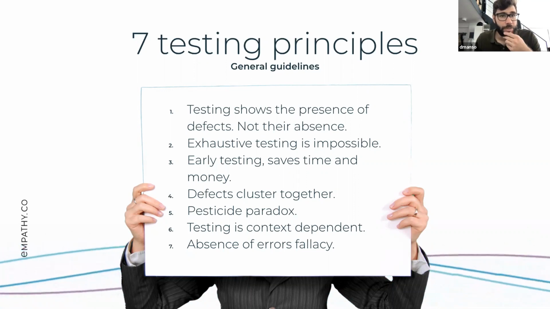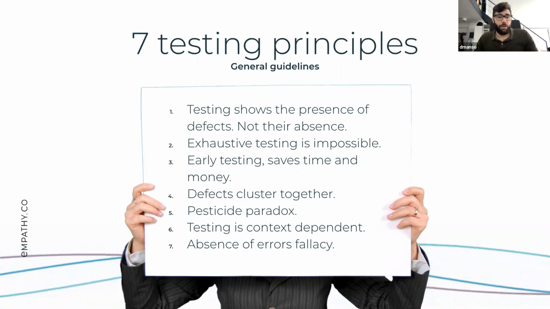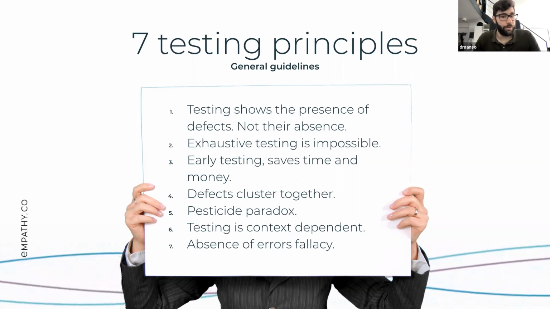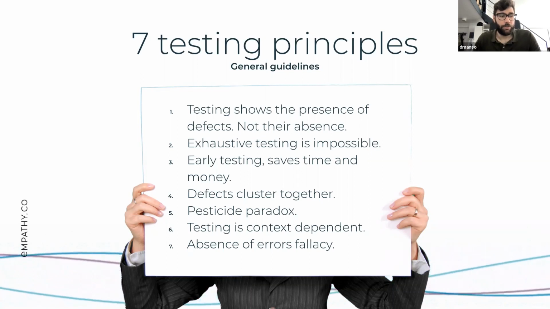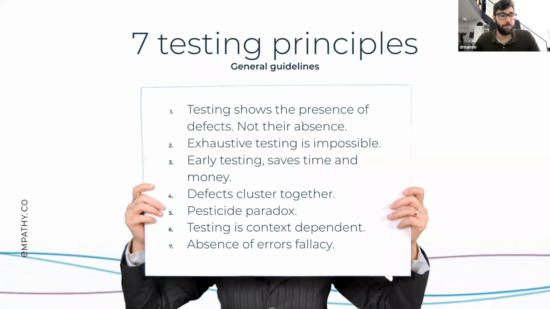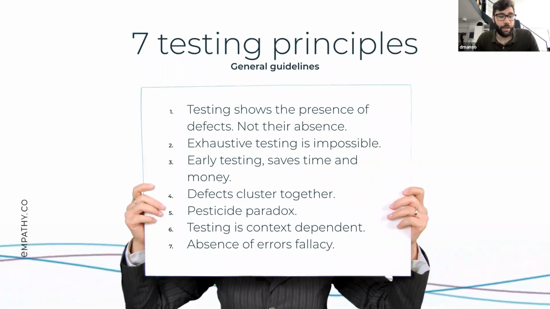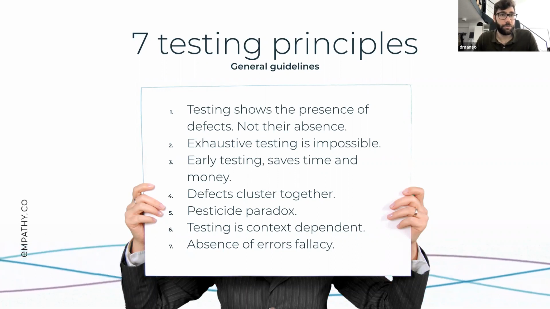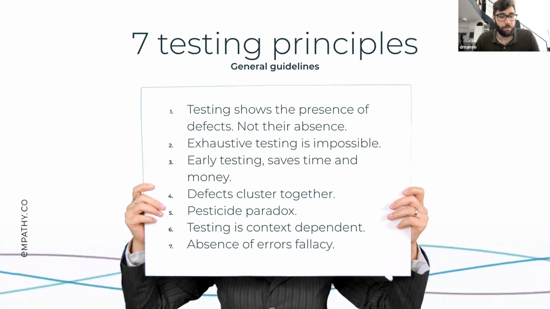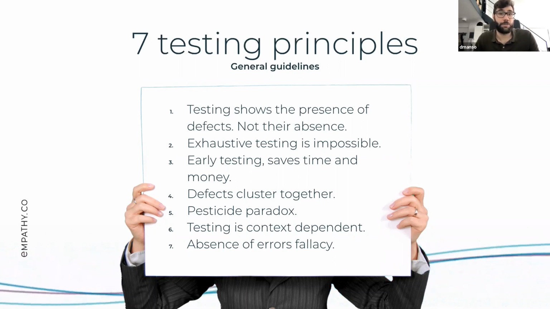And lastly, the absence of errors fallacy. Following the previous principle, we can say that it's impossible to avoid every defect, but although we have covered everything, it doesn't mean that the product works well. We can have no errors in our software, and our tests can pass perfectly, but the application could not work as expected.